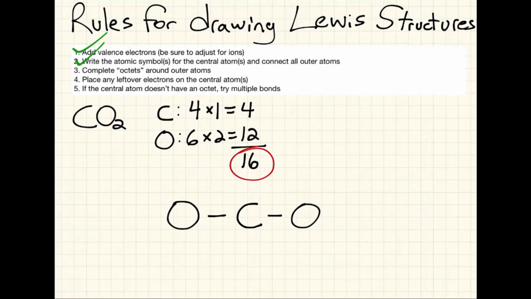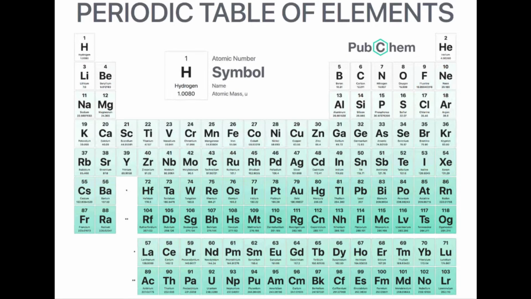Rule number 3 says we are going to complete octets around our outer atoms. So what does an octet mean? This is a new phrase for us in this course, although I'm sure you've heard of the term octet before in high school or in other chemistry courses. An octet is not a word I'm particularly fond of, but the word comes from this notion of 8 electrons. And that is really just a circumstance of the periodic table. If I look at the top half of the periodic table, I notice that there are 1, 2, 3, 4, 5, 6, 7, 8 elements across the top.